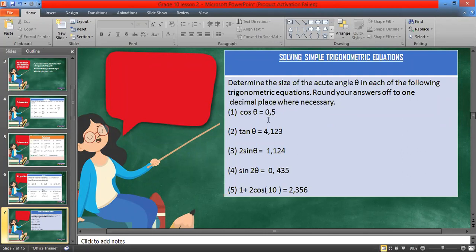Cos theta equals 0.5. So the question is, calculate the value of theta. What is the theta value if cos theta equals 0.5? So what do we do? How do we find theta in this case?